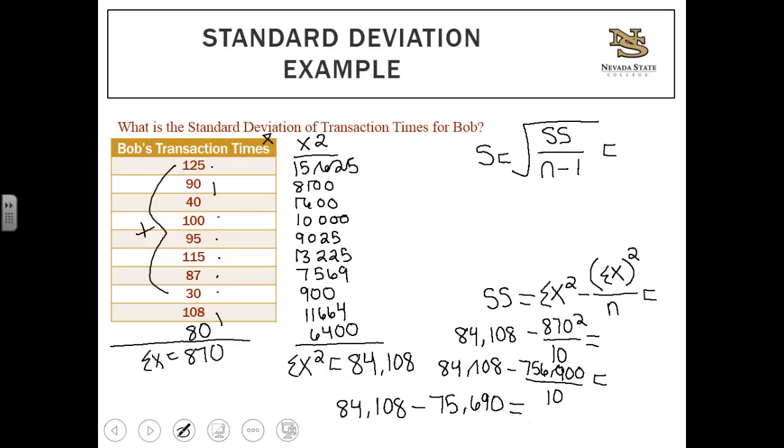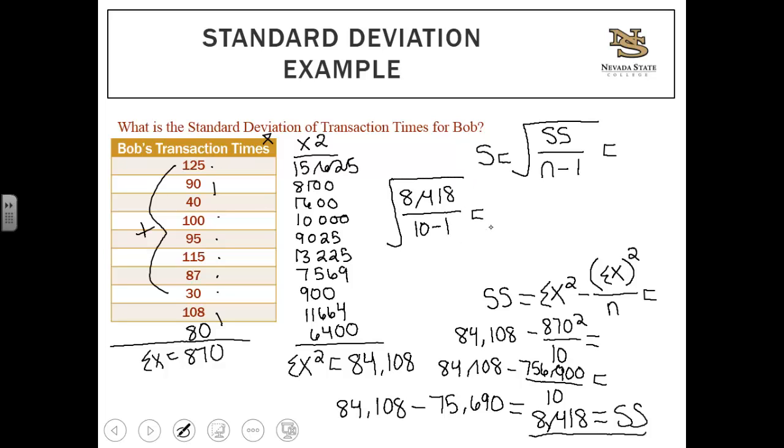And you end up with 8,418. And that is our sum of squares. Always keep track of your calculations so that you can identify the numbers that you need to plug in to other calculations. So now I can plug in my sum of squares. So I have 8,418 divided by 10 minus 1.